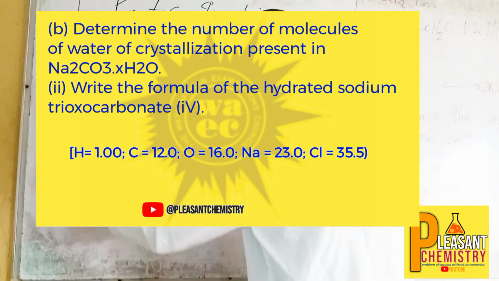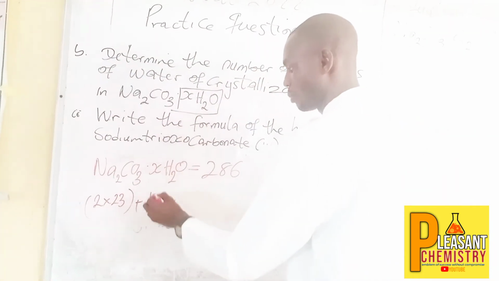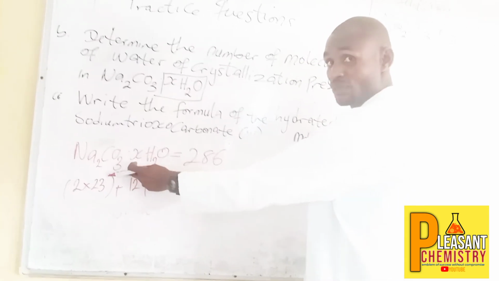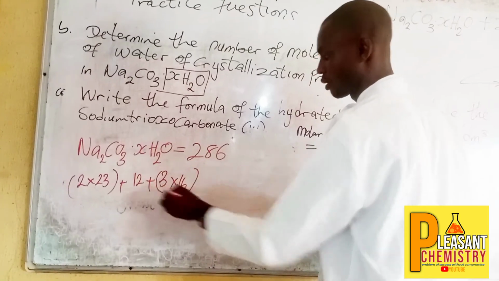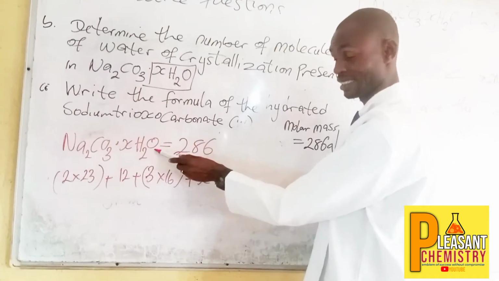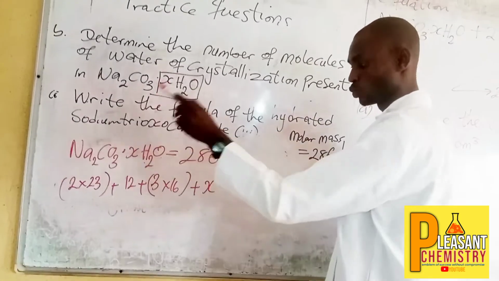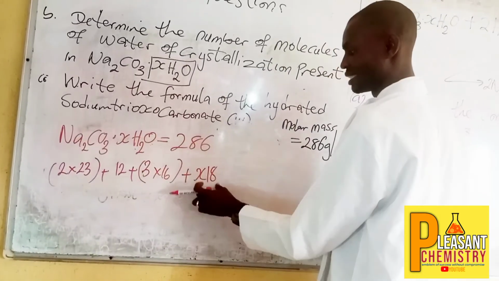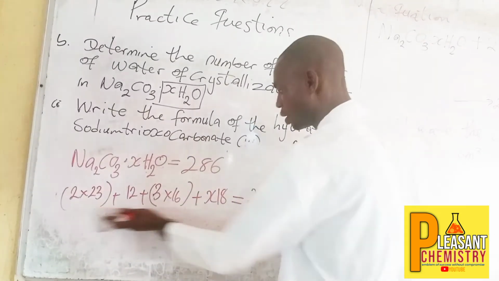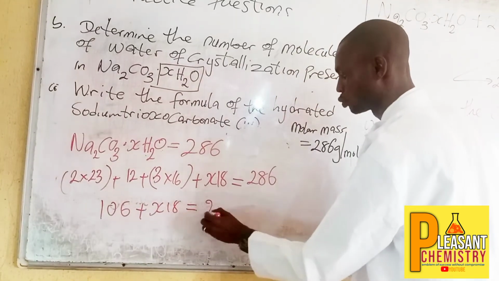The next thing we read here is that sodium is 23 multiplied by 2, these 2 atoms, plus carbon is 12, that's the atomic mass of carbon. The atomic mass of oxygen is 16, and we have 3 atoms of oxygen, so that will be 3 multiplied by 16. This dot means plus X. The molar mass of water: oxygen is 16, hydrogen is 1, 1 multiplied by 2 is 2, so 2 plus 16 is 18. So the molar mass of water is 18X, because we know the total here is equal to 286. If you add all these together, we have 106 plus 18X is equal to 286.